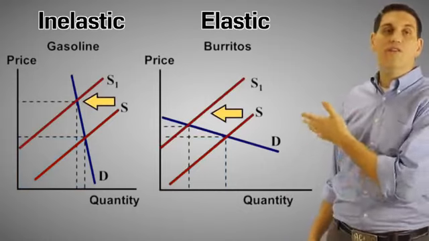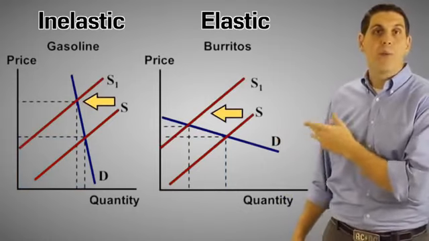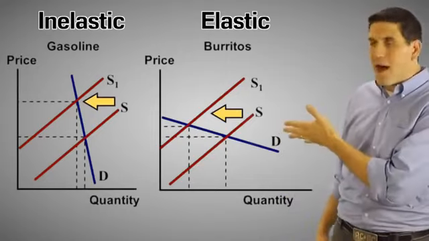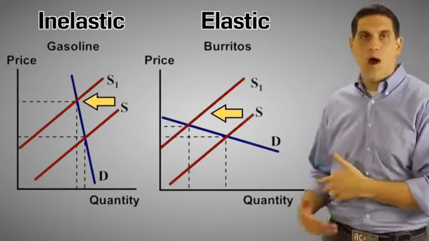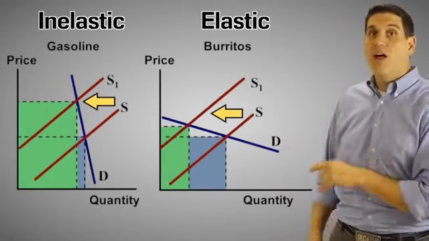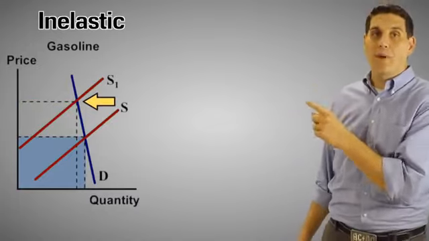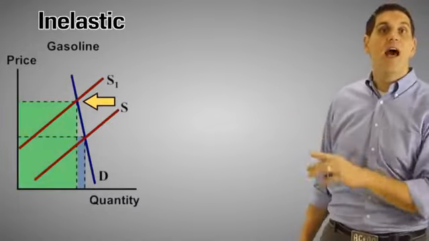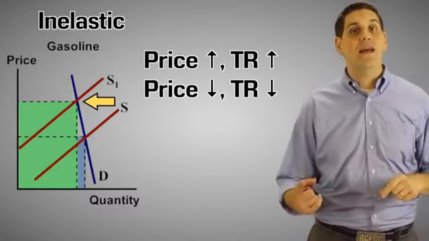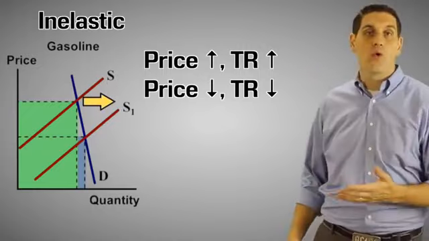When supply shifts to the left, that causes the price to go up. Notice that on both curves, the price goes up and the quantity goes down. Remember, the law of demand is at play here. When the price goes up, the quantity goes down. We're not analyzing that. What we're analyzing is the total revenue, the size of the box. So for inelastic demand, the price went up a whole lot, but quantity decreased just a little bit. And so the size of the box got bigger. That means when the demand's inelastic, the price goes up and the total revenue goes up. Or when the price goes down, the total revenue goes down.